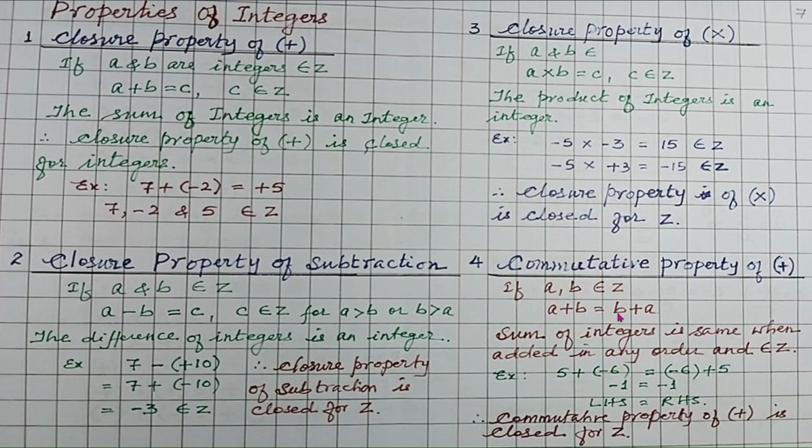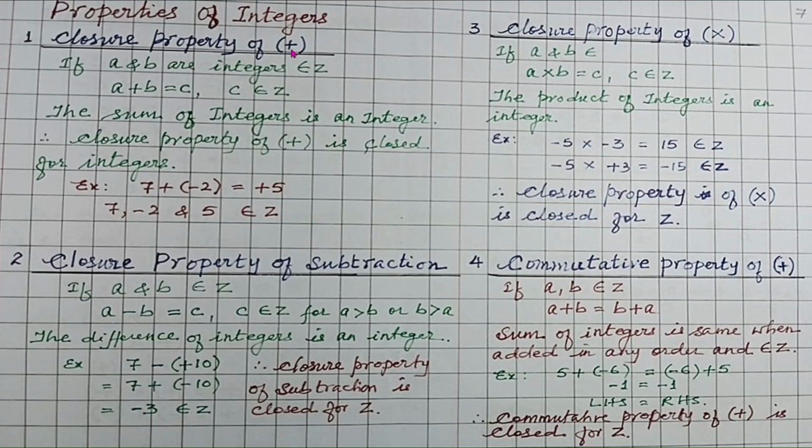Now, properties of integers. Now we know the properties of natural numbers and the properties of whole numbers. So if we are clear about the properties of natural numbers and whole numbers, then the properties of integers are much easier, because we know that natural numbers are a subset of whole numbers and whole numbers are a subset of integers. That means all the properties of whole numbers are also closed for the set of integers. Even then, to understand, let us discuss.